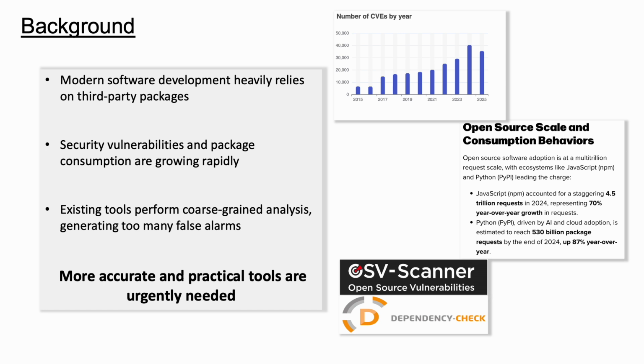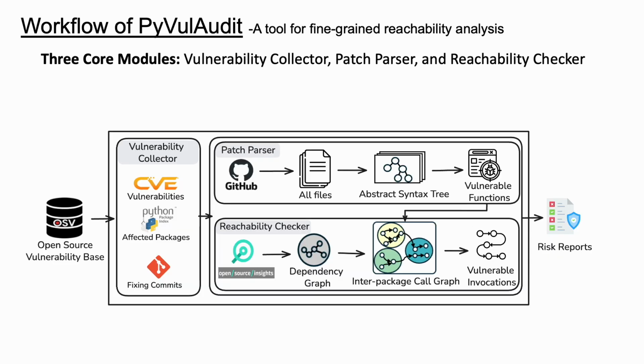This poses a severe challenge to the software supply chain security. It's important to understand how vulnerabilities spread through the ecosystem. However, current tools are pretty basic. They almost operate at the package level. They generate reports by flagging any dependency with known vulnerabilities, which creates a lot of false positive reports for developers and security teams. To bridge this gap, we are introducing PyVulAudit, an automatic tool for fine-grained vulnerability reachability analysis tailored for the PyPI ecosystem, one of the most active package repositories.